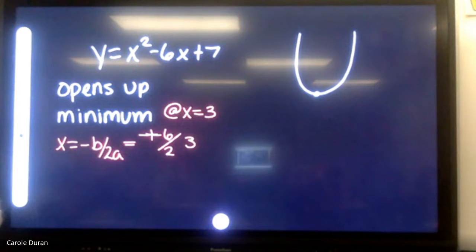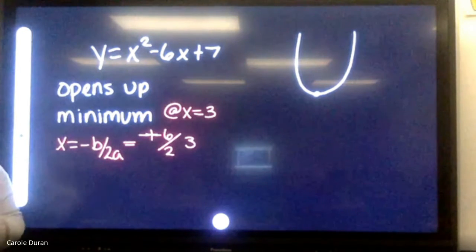Now I need to find the y value, which is going to be finishing out my vertex. How do I find the y value when x is 3? You plug it back in and solve for y. Everybody do that on your own right now. Plugging the 3 back in for x and solving.